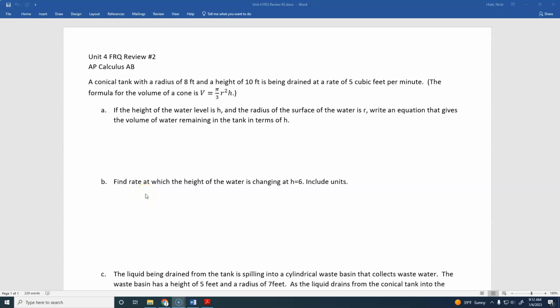A water tank with a radius of 8 feet and a height of 10 feet is being drained at a rate of 5 cubic feet per minute. The formula for the volume of a cone is V equals pi over 3 r squared times height.